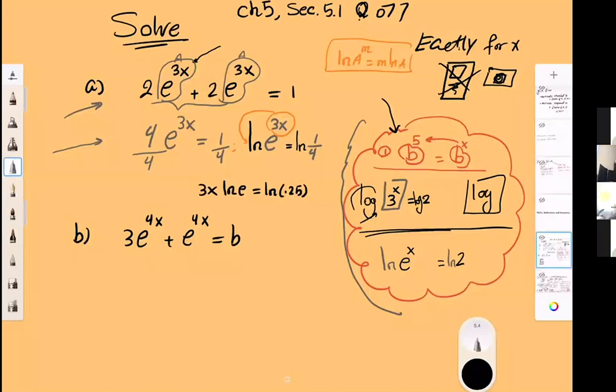What is ln of e? 1. So ln of e in your note sheet is 1. So this is gone. Then 3x equals ln of 0.25. Then x equals ln of 0.25 divided by 3. And we are done. We're not going to calculate it because they said exact.